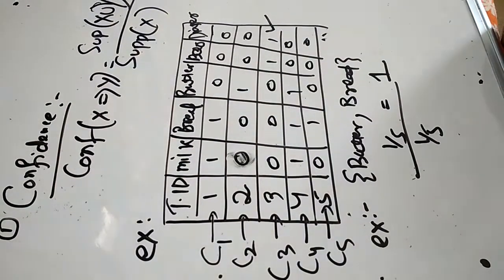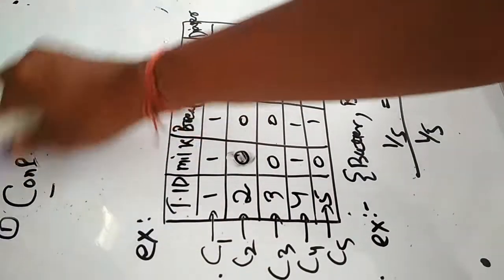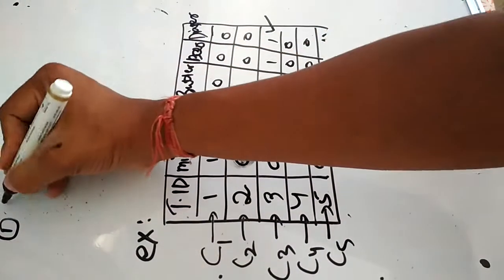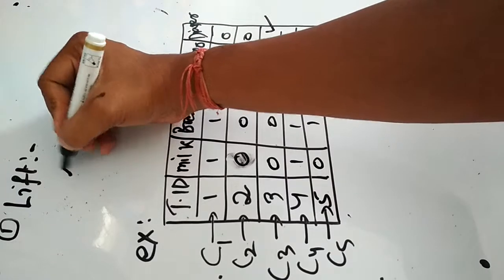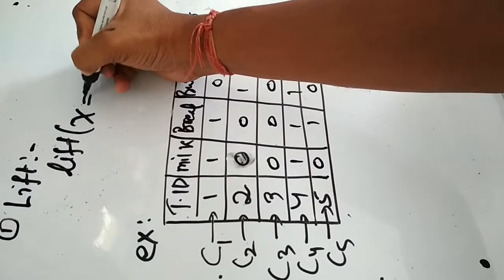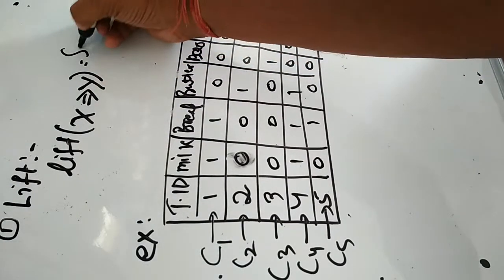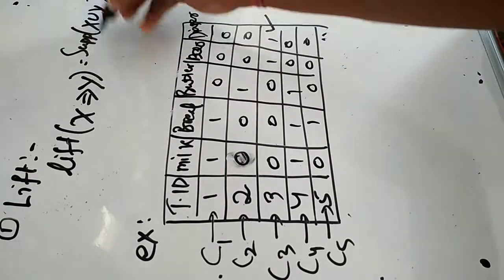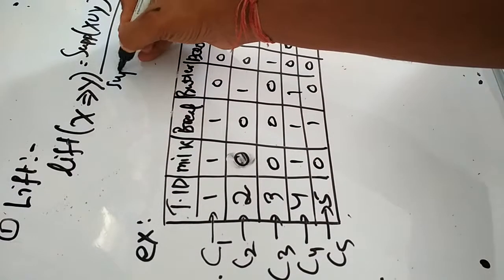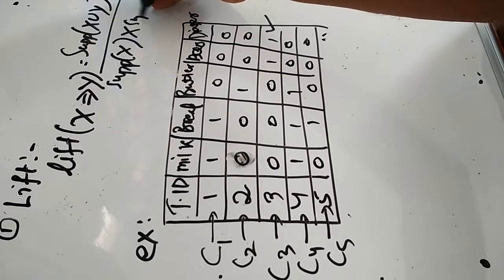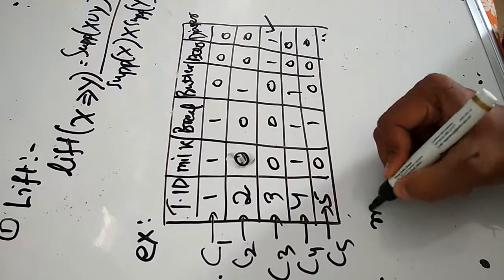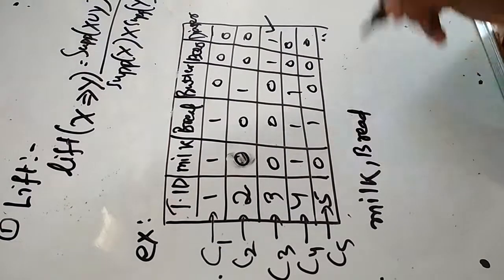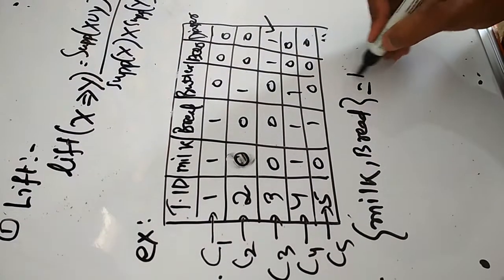Then we will go for another parameter, that is lift. So what is lift? I can represent a lift value like this: lift X on Y is equal to support X union Y by support X into support Y. Lift is a measure, and we will take another parameter, that is milk comma bread will give you butter.